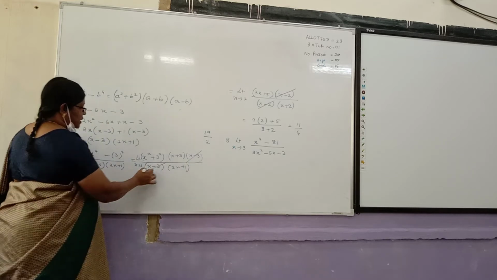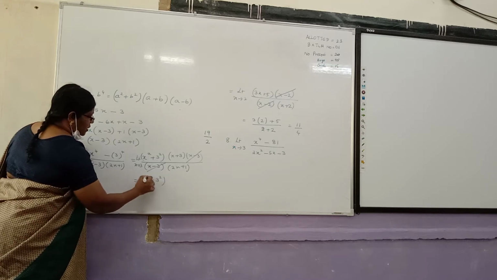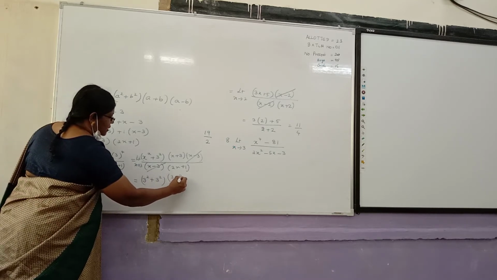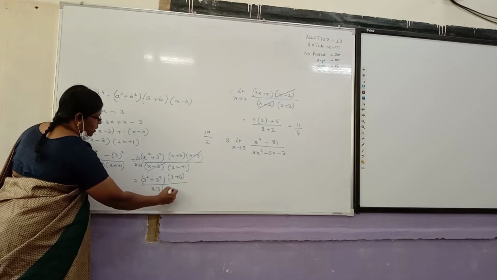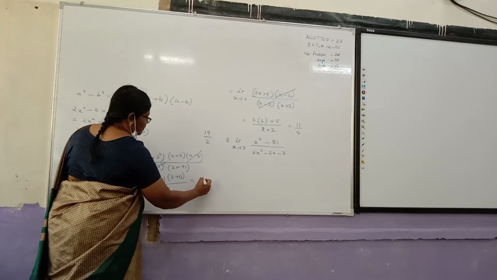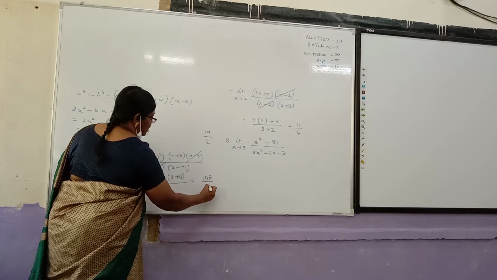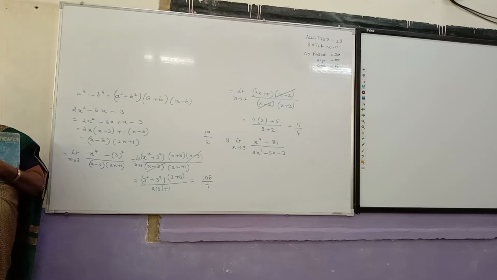So this gets cancelled. So I get (3 square plus 3 square) into (3 plus 3) divided by 2 into (3 plus 1). Tell me the total. How much do you get? It's 9 plus 9, 18. 18 into 6 is 108, divided by 7. 108 by 7.